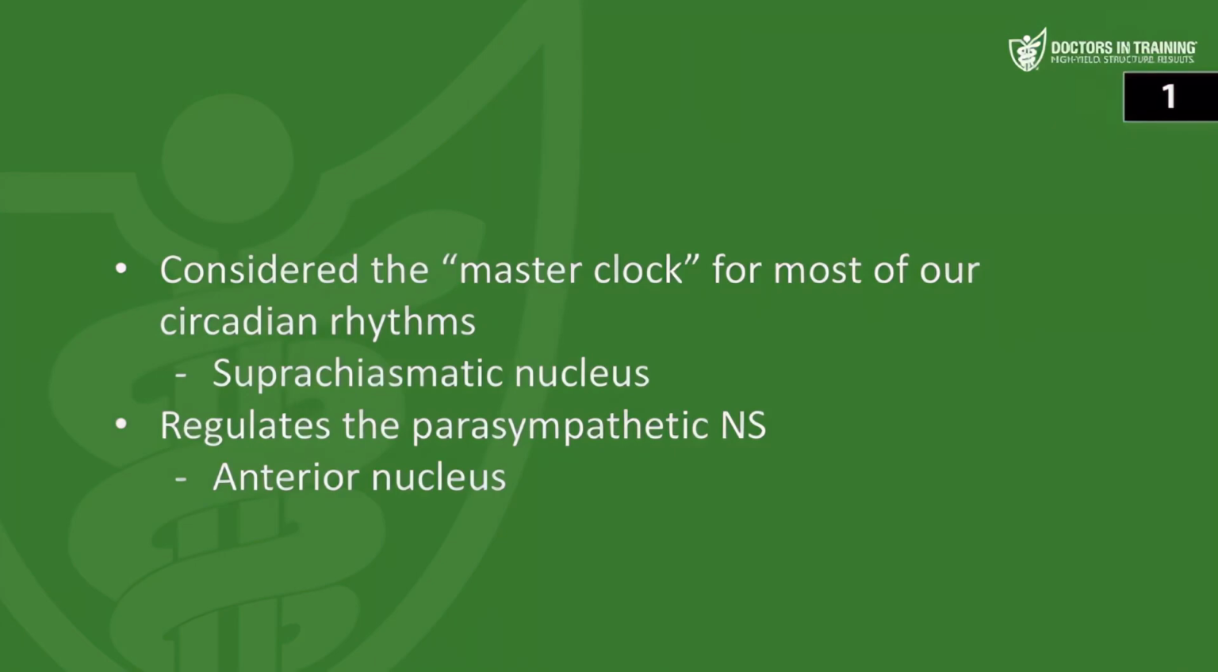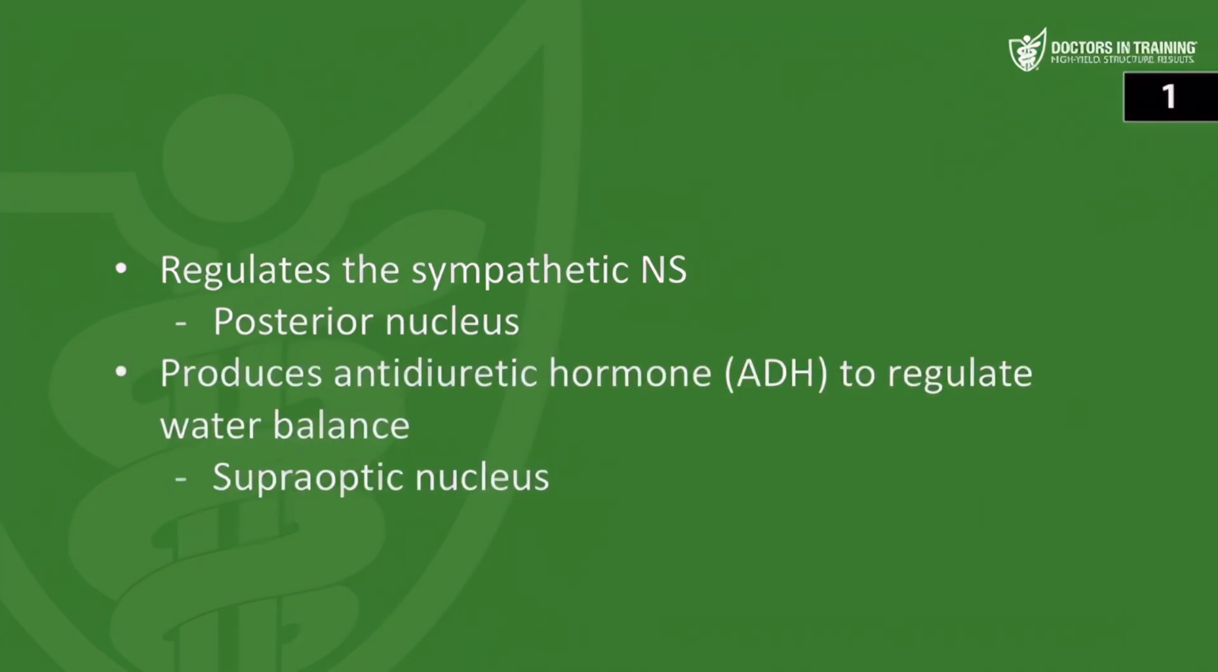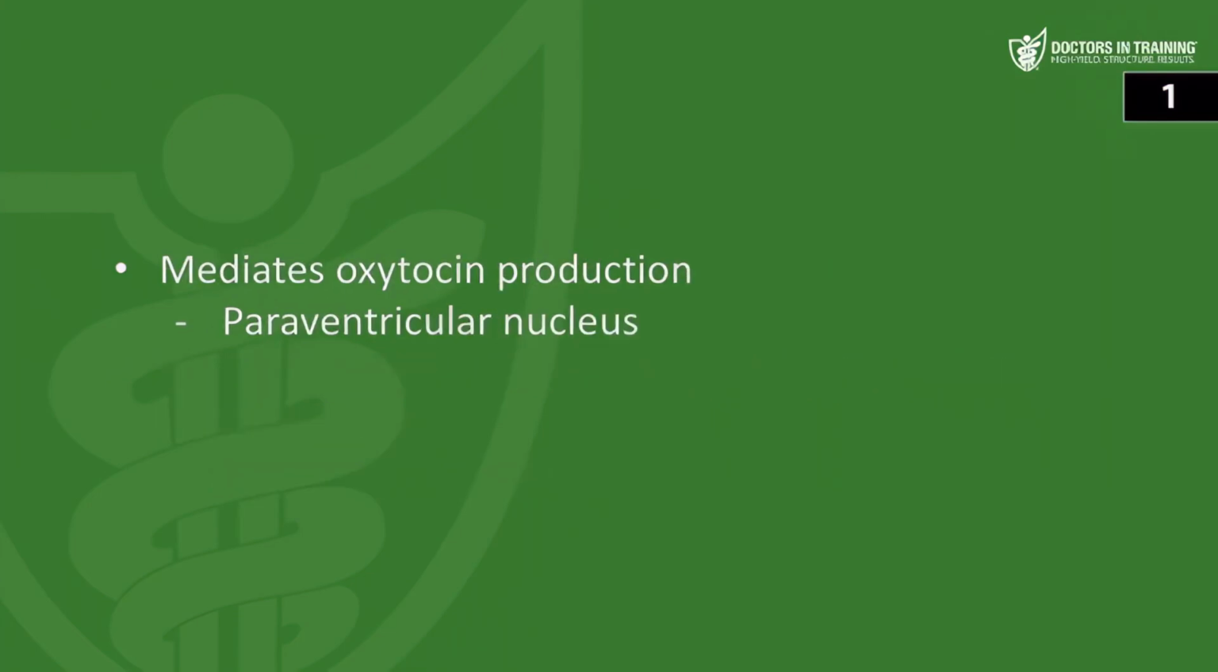This is the anterior nucleus. Next, regulates the sympathetic nervous system. This is the posterior nucleus. Next, produces ADH to regulate water balance. This would be the supraoptic nucleus. And finally, mediates oxytocin production.